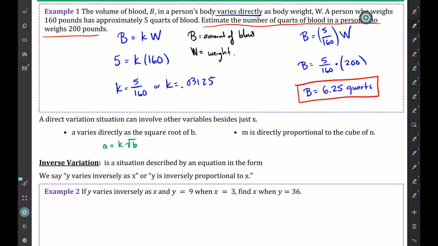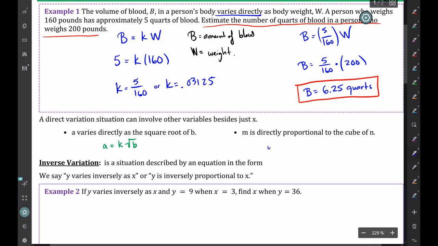If M is directly proportional to the cube of N, then you would write M equals K times N cubed. Sorry, N, not M. Yeah, so M is directly proportional to the cube of N.